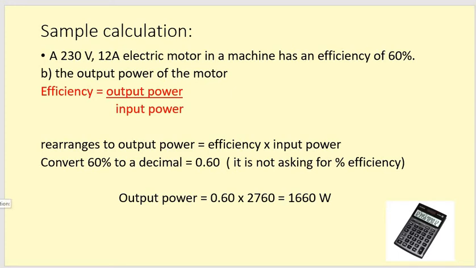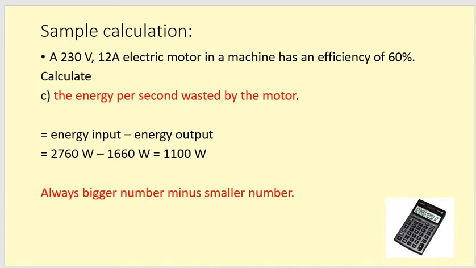Moving along now to the third section. You need to look at the energy wasted. So first of all, you know that the input was 2,760. You know that the output is 1,660. Take the smaller number away from the bigger number. Always smaller away from bigger. It wouldn't be the other way around, otherwise we would be making energy. That's a very simple, quick check for your maths. Always subtract the smaller number from the bigger number in these sort of calculations.